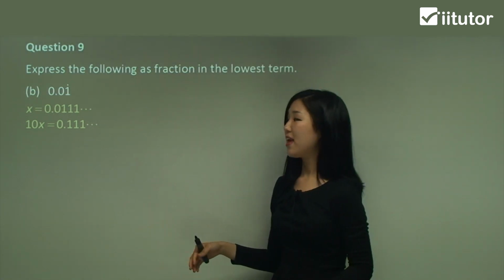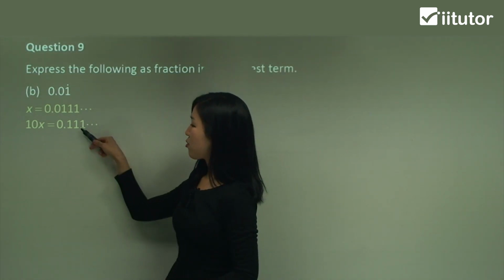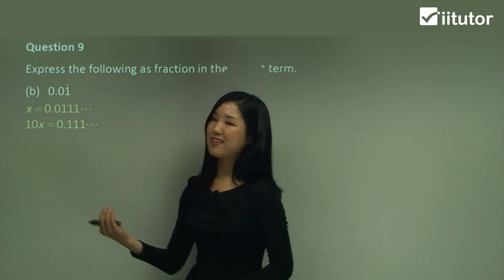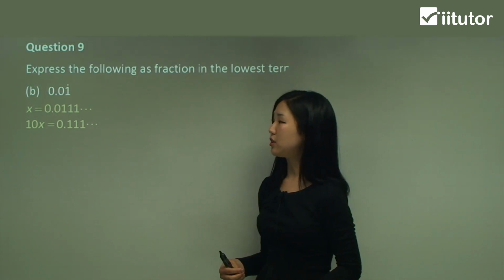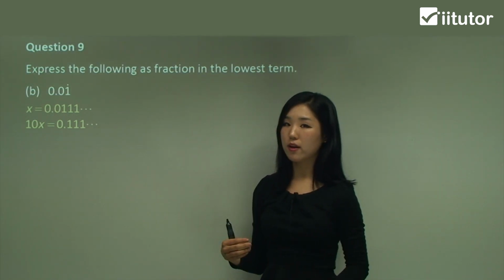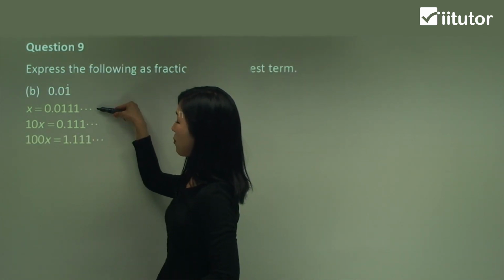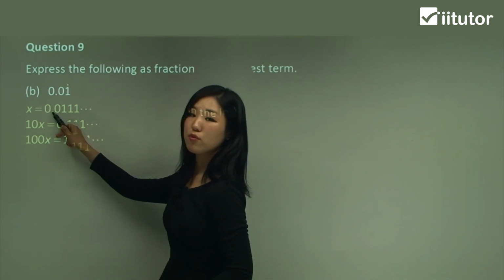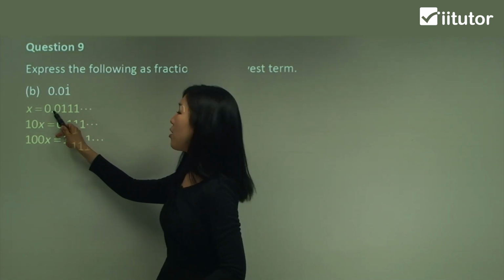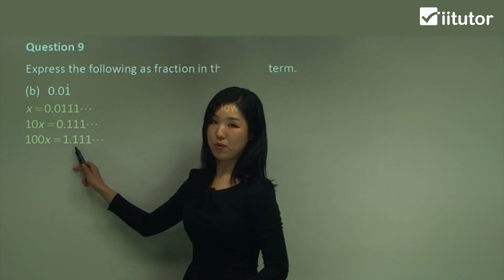Now, if I think about it, guys, if I subtract that from that, I still get a decimal. I don't want to have a decimal anymore. So what I'm going to do is try another one. I'm going to try multiplying by 100 this time. So multiply that one by 100, you get 100x, and this one will move to the right by 2 places. So 1, 2. So we have 11.111.